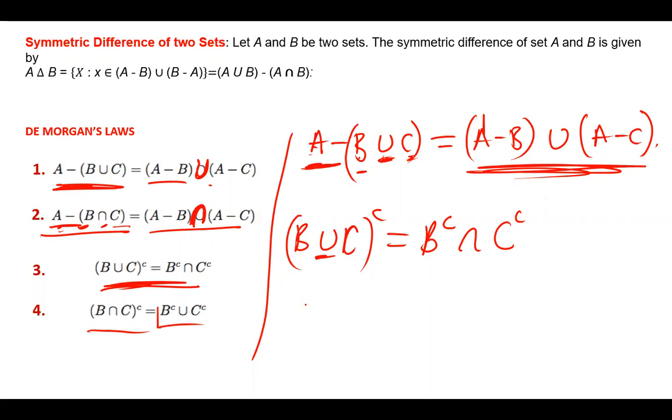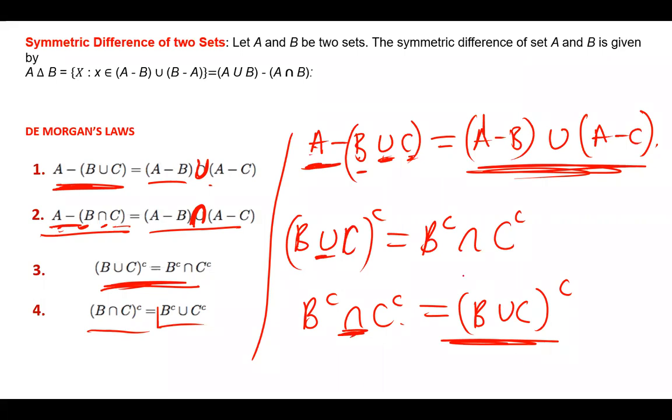Same applies to this part. You do the same. If you have B complement intersection C complement, if you factorize the complement, you write it outside like this. You just have to write the same letters that you have, B and C, but of course the sign here has to change. So I've just written this in the opposite.